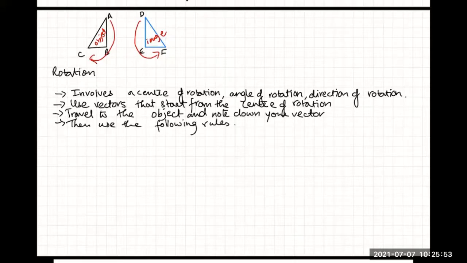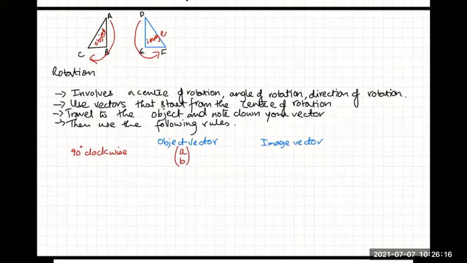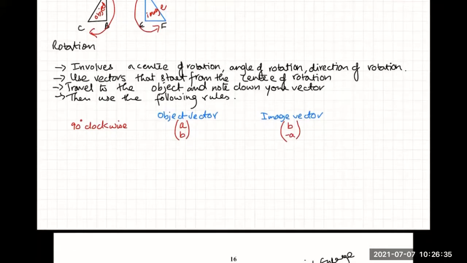Okay. So let's say I was first doing a 90-degree clockwise. Let's call this the object vector, and let's call that the image vector. Let's say you counted the object vector as AB. If you are doing a 90-degree clockwise rotation, this becomes B and minus A. The numbers swap themselves and the number at the bottom becomes negative. I'm going to do these transformations for you. I'm just writing down the vectors first. I don't know if you've done them this way because there are various ways to teach.